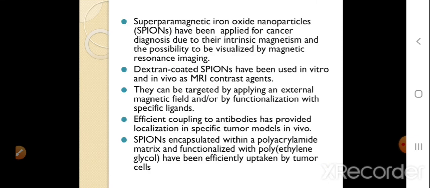Apart from the quantum dots, one characteristic and interesting development is the SPIONs, that is, superparamagnetic iron oxide nanoparticles. These have been applied for cancer diagnosis due to the intrinsic magnetism and the possibility to be visualized by magnetic resonance imaging (MRI). The dextran coated SPIONs have been used in vitro and in vivo as MRI contrast agents. They can be targeted by applying an external magnetic field or by functionalization with specific ligands. The efficient coupling to antibodies has provided localization in specific tumor models in vivo. The SPIONs, encapsulated within a polyacrylamide matrix and functionalized with polyethylene glycol, have been efficiently taken up by tumor cells.